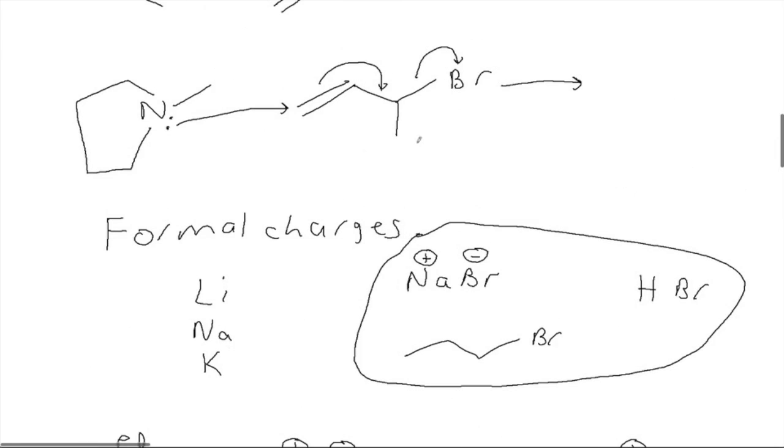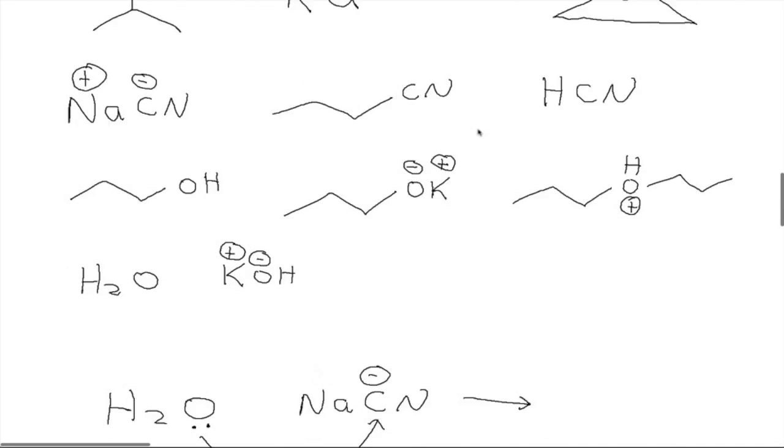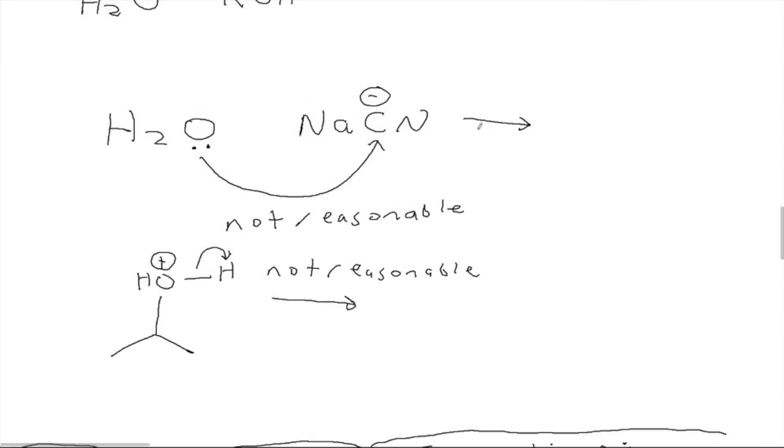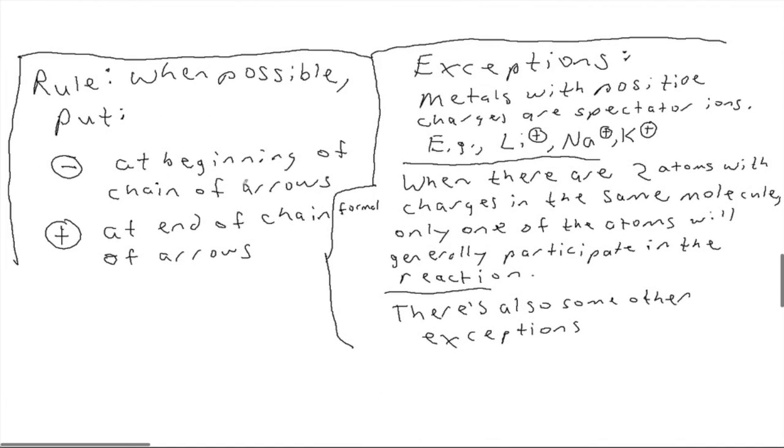First of all, before you do anything, you have to assign formal charges. We saw that the first thing you have to do is, if there are any ionic bonds, draw in the formal charges. That's your job in organic chemistry. And then we saw this very important rule: put negative charges at the beginning of the chain of arrows and positive charges at the end of the chain of arrows. Don't put charges in the middle of the chain of arrows.